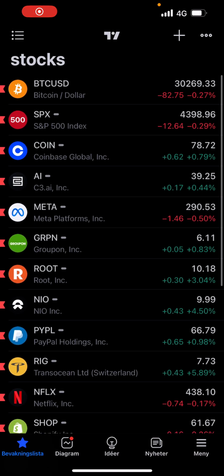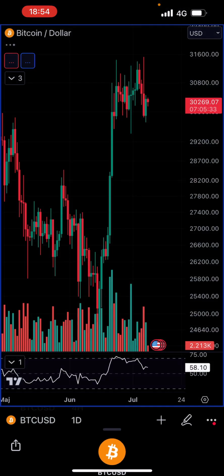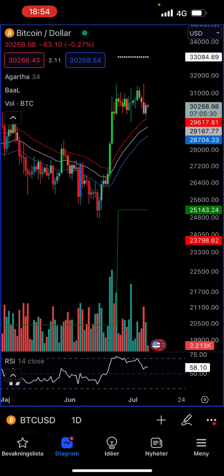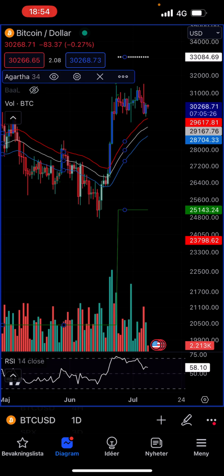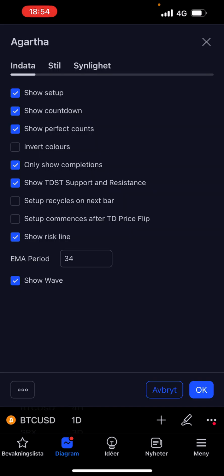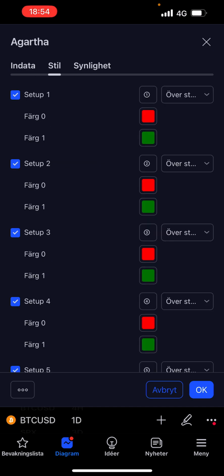Hello. I'm going to show you this, so try to catch up. Here's the Agatha and here's the BaaL. This is what you're going to see, and this is the setup that I'm using. This is the style.